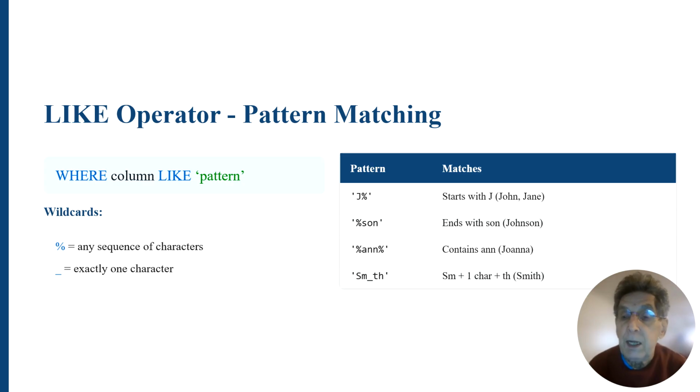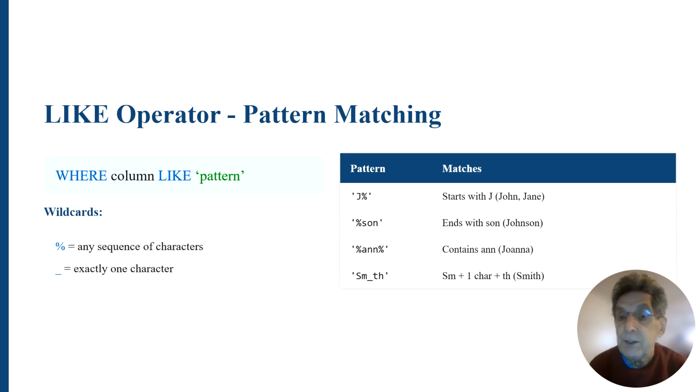Now, the % matches any sequence of characters, including no characters at all. So J% matches anything that starts with a J. For example, John or Jane or Johnson or J, whatever. %SON matches anything ending with SON, like Johnson, Wilson, Anderson. %ANN% matches anything that contains ANN anywhere. So Anne would give you a match. Joanna, Savannah, Annette, all of those would give a hit.